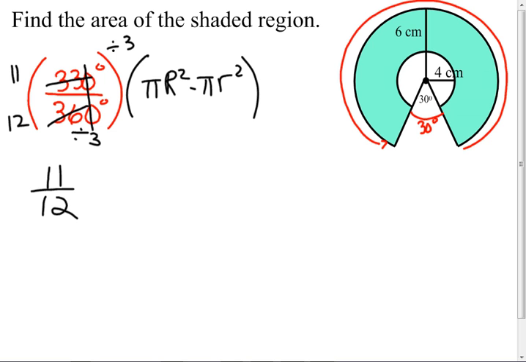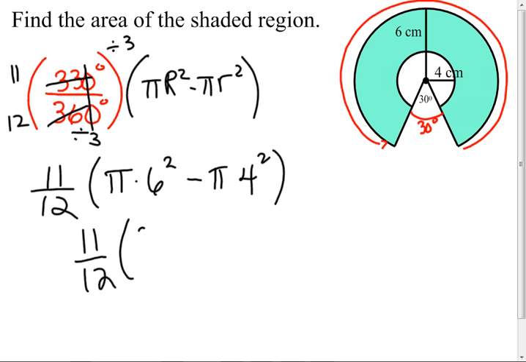I can see it better with 11/12 than I can see with 330 out of 360. And then Cole said the big radius was what? 6. And then a little one. Now, if you read through this, is it clear what I did? Those of you who just kind of push numbers around, I can't sometimes figure out what you did. So it's nice if you showed your work. There's the plan. So it's 11/12. I'm not going to get my calculator out. I'm too lazy. 36 pi minus 16 pi gives you what?